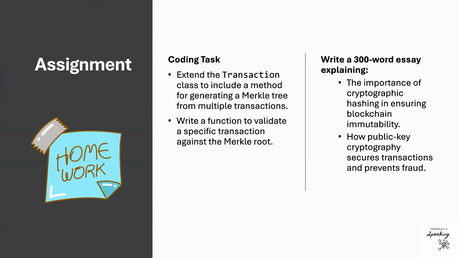So for our coding assignment, we're going to extend the transaction class to include a method for generating a Merkle tree from multiple transactions. This will be the transaction class from the code that we just went over. You can also write a function to validate a specific transaction against the Merkle root. Remember, I do have this code in the resource section so you can see what the outcome will look like. And just in case you have any issues, you have something to guide you.